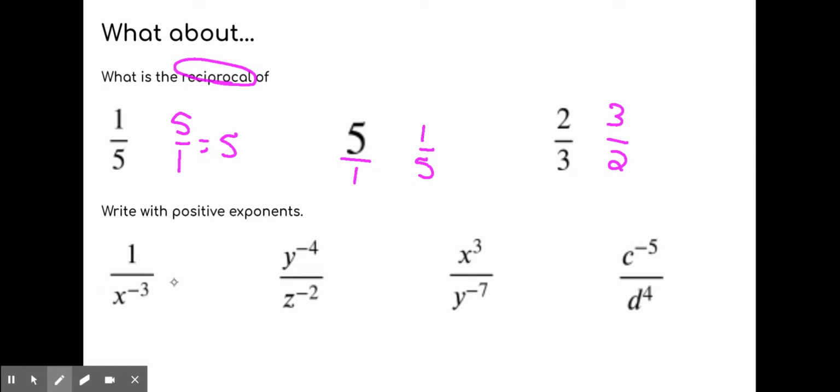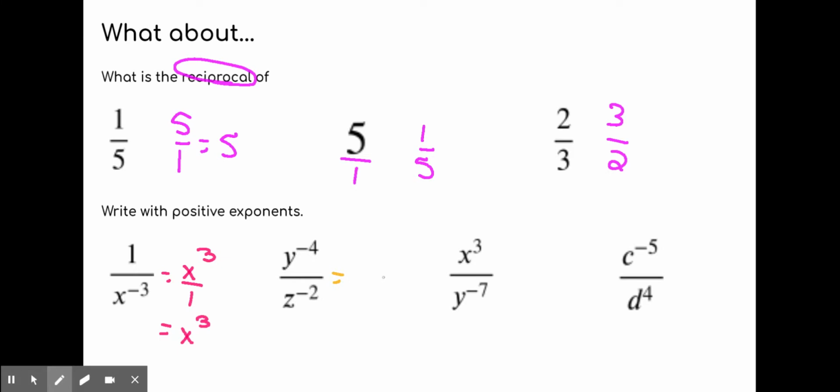It's going to move to the top, and it's going to become x to the positive 3, right? Now that's over 1, but we don't typically write that over 1. We just write x to the positive 3. So the negative exponent, it was in the denominator, it moved to the numerator. The next one is y to the negative 4th over z to the negative 2.